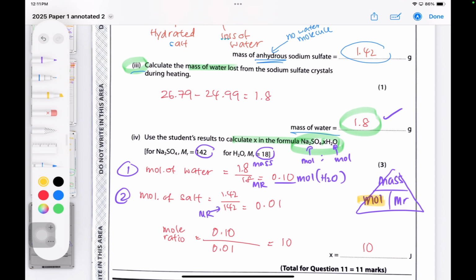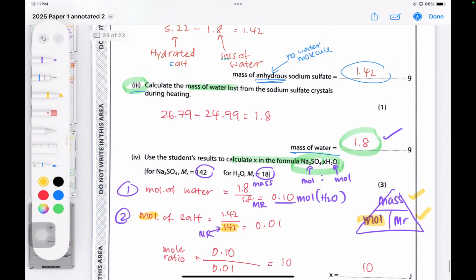Again, if you want to find mole, you want to use mass divided by MR, so the MR is at the bottom, and the mass is over here, 1.42. Very nice, you get 0.01. The first few times I did this kind of question, I was so confused by the number of 0s, and it looks like it's the same thing. It feels like the ratio is 1:1, but actually it's not. So take note of the decimal point, it makes a lot of difference.